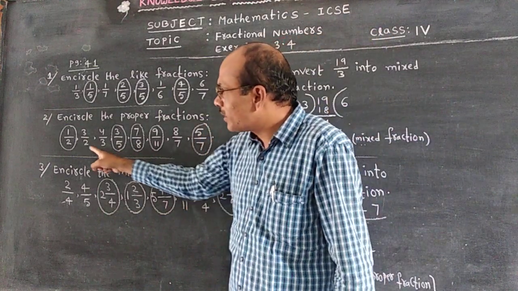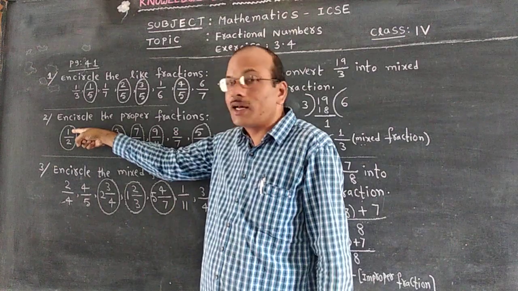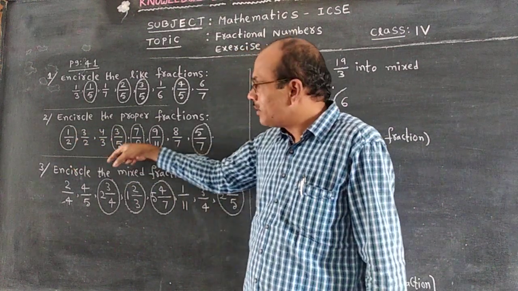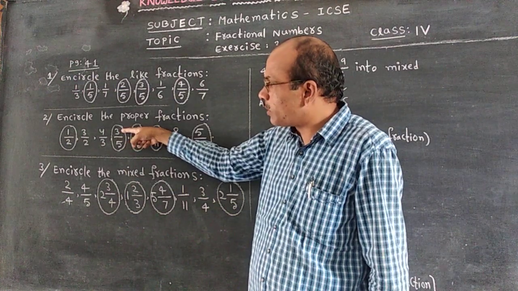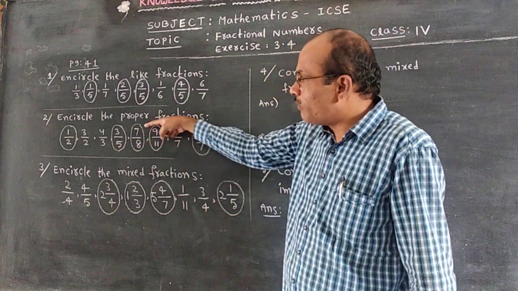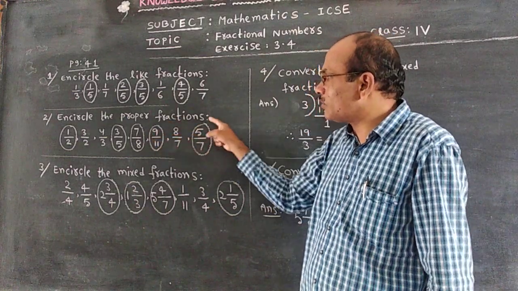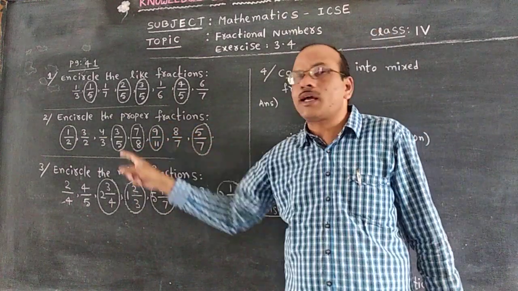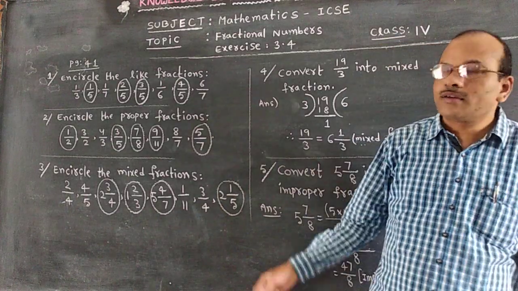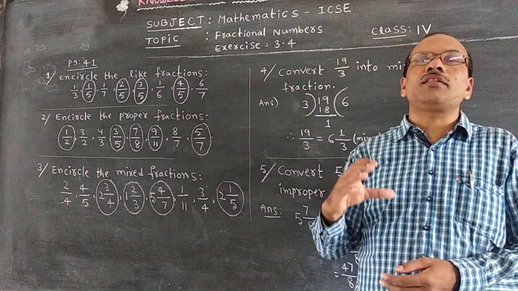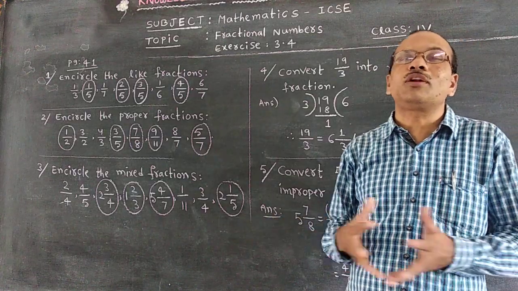Yes, here at the start the numerator is smaller than the denominator. That means the denominator is bigger. Here also the numerator is smaller than the denominator. When the numerator is smaller than the denominator, I have to draw a circle around that. All these fractions I have circled have numerators smaller than the denominators. That means the denominator is bigger.